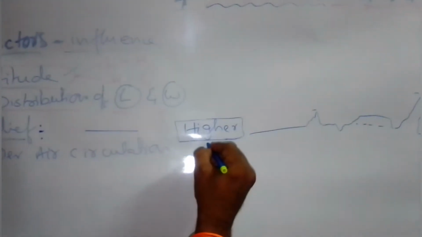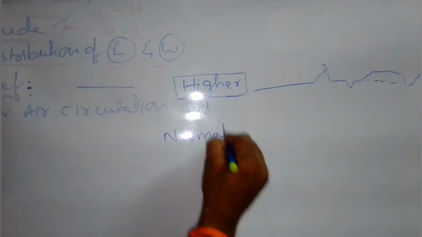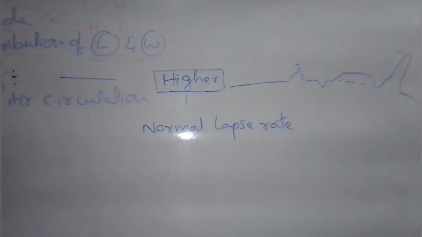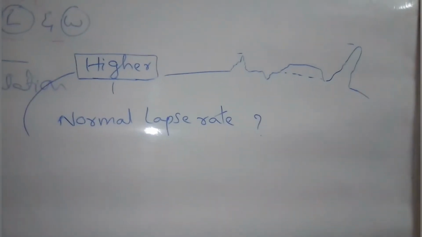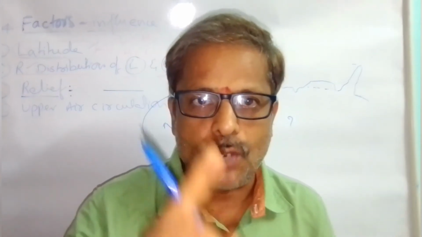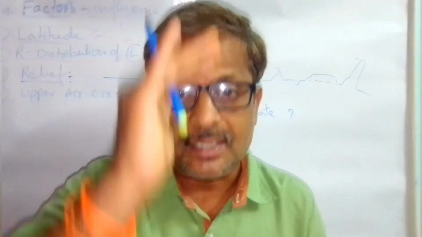What is the basic concept we have to learn about? Normal lapse rate. Now we have to see the meaning of normal lapse rate. I think you have learned it in the lower classes. As we move from the surface of the earth up to higher elevations, for every 1000 meters of height, the temperature declines at the rate of 6.4 degrees Celsius.